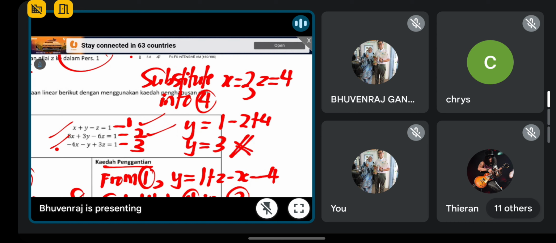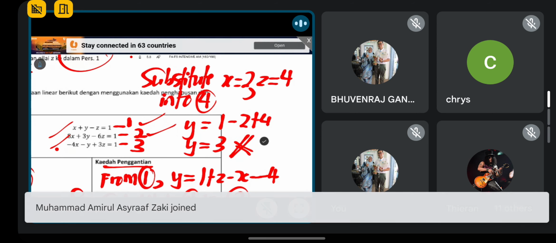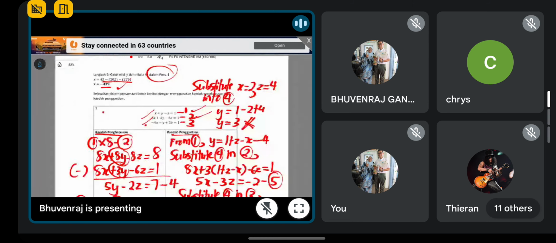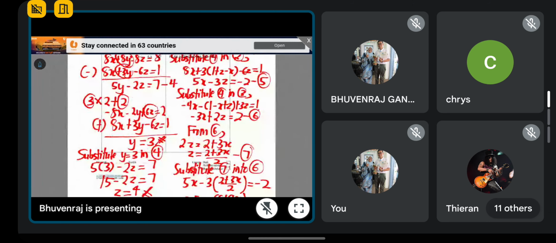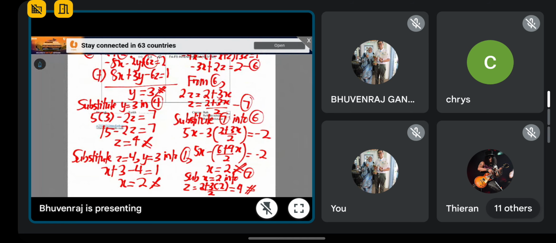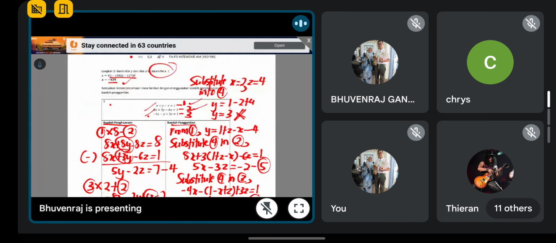Okay guys, cuba bandingkan jawapan tadi dan sekarang. The previous answer and now answer, same or different? Sama ke tak? Do you get the same answer? Cuba lihat secara overall. Boleh lihat kan, semua jawapan dia adalah sama. Means betul lah kaedah kamu. You should get the same answer. Okay, so this is a contoh lah for this chapter.